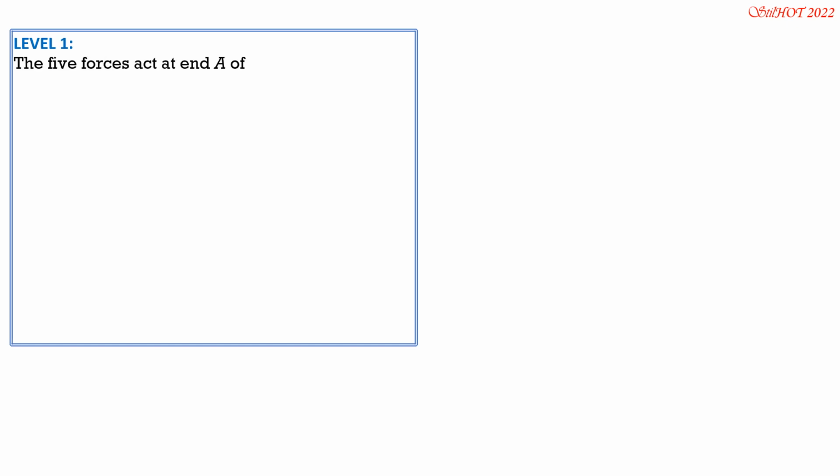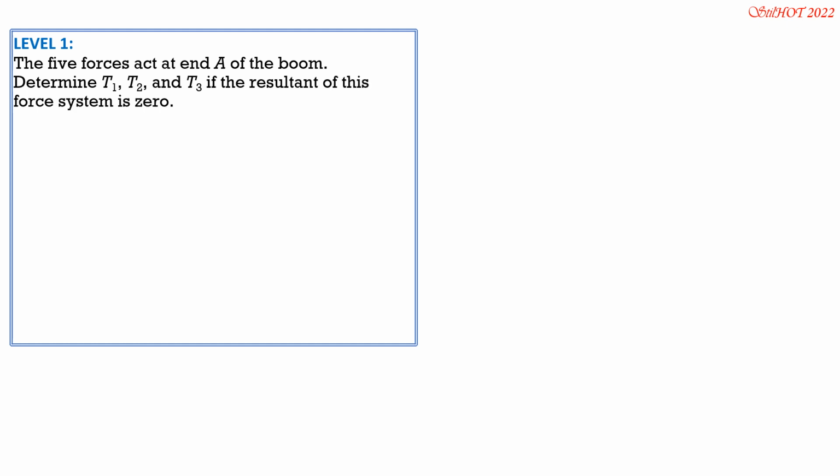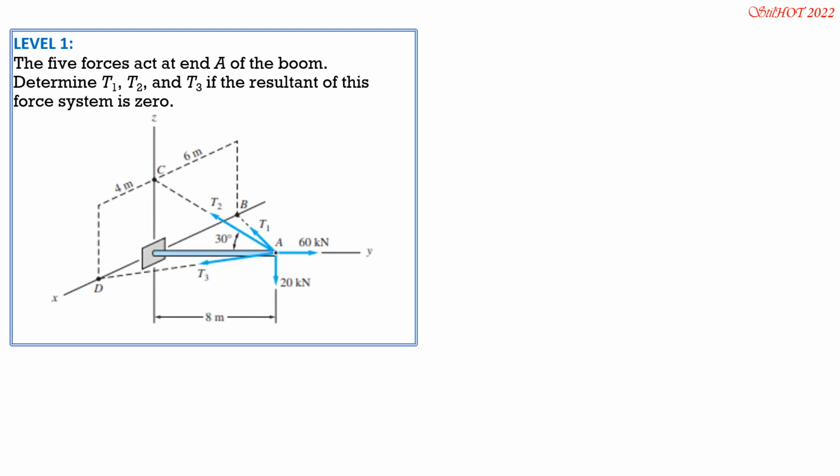So level 1 problem, the 5 forces act at end A of the boom. Determine T1, T sub 2, and T3 if the resultant of this force system is 0. So this is the figure. Then if you look at the figure, we can compute T2 right away if we sum up forces along Z equals 0 or RZ is 0.